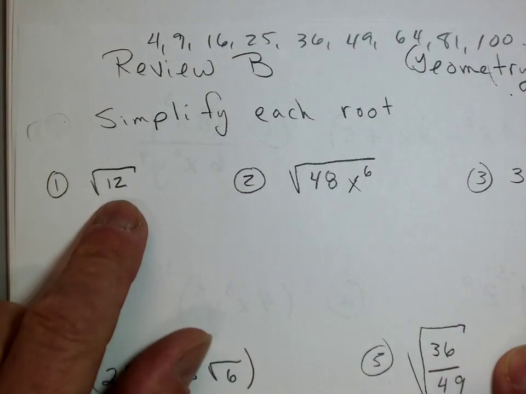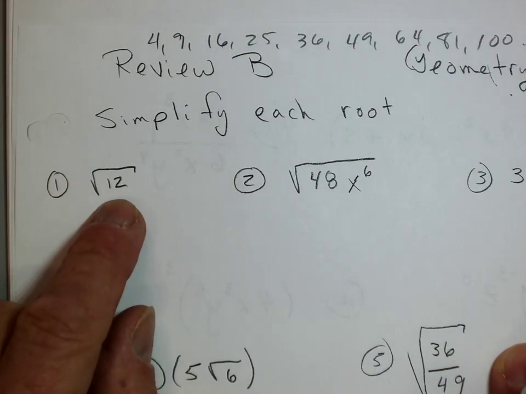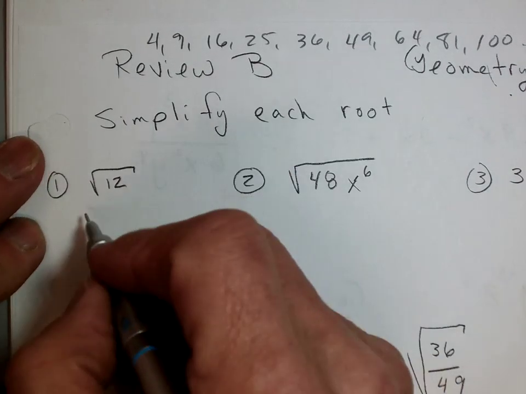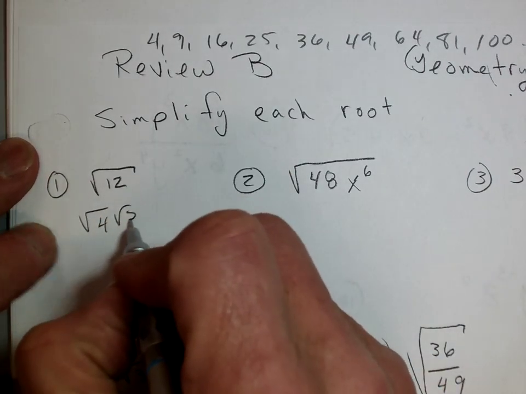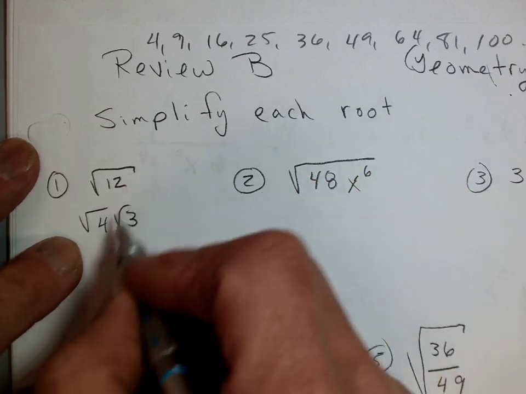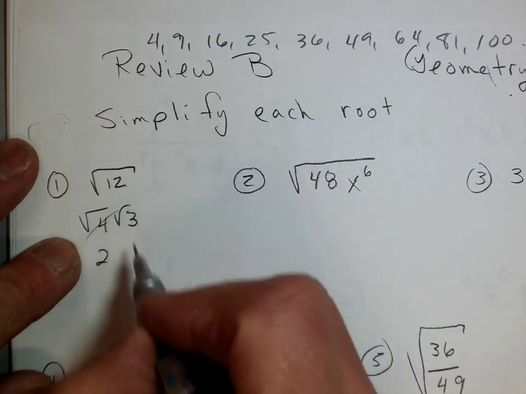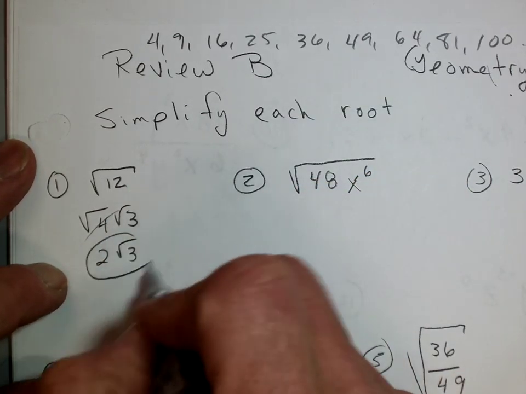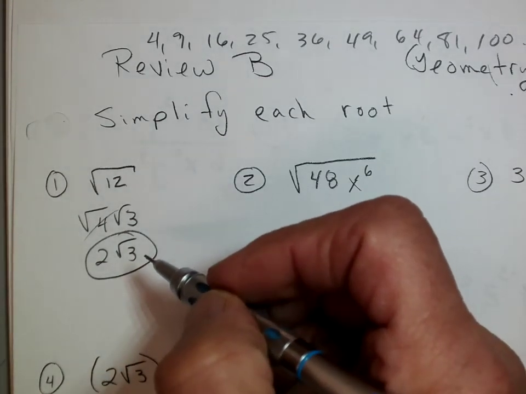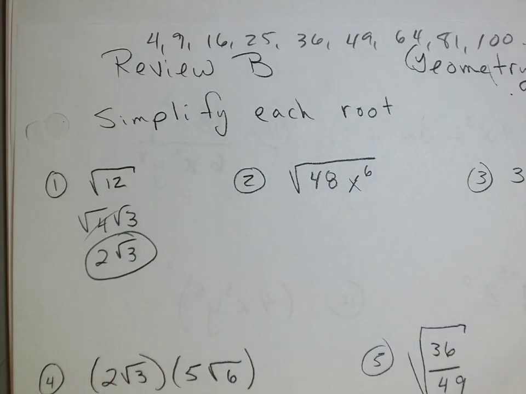So right back, 12. 2 and 6, no. 4 and 3. Square root of 4, square root of 3. Square root of 4 is 2. There is no square root of 3. 2 square root of 3. That's it. Done. Okay?